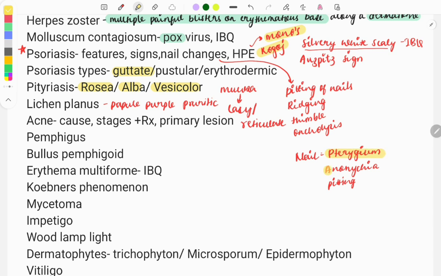Also, nail changes are seen in lichen planus. So these are the nail changes: pterygium, anonychia, and pitting. And the nail change pterygium is asked as a one-liner frequently in the FMGE exam. And also an image-based question is asked, so you need to know the images also. And the treatment of lichen planus is we usually use steroids.